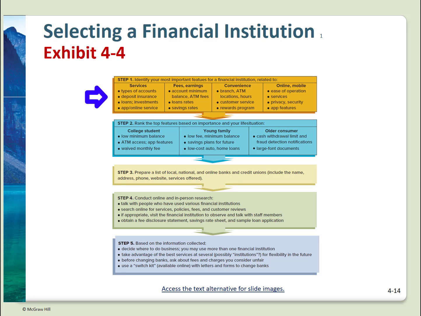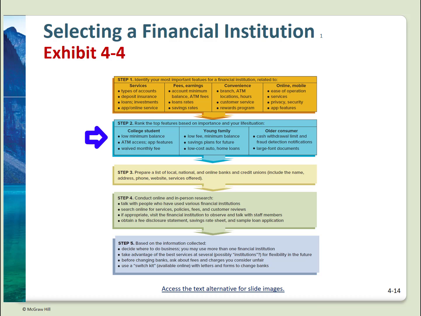Step 1. The first step in any financial decision is determining what your needs are. What's important to you? Which services do you need? Savings, checking, loans, mobile app? What are the fees? Minimum balance requirements, ATM fees. Convenience. Assuming you have to actually go to the bank, is there a branch convenient to your home or office? How easy is it to bank online?